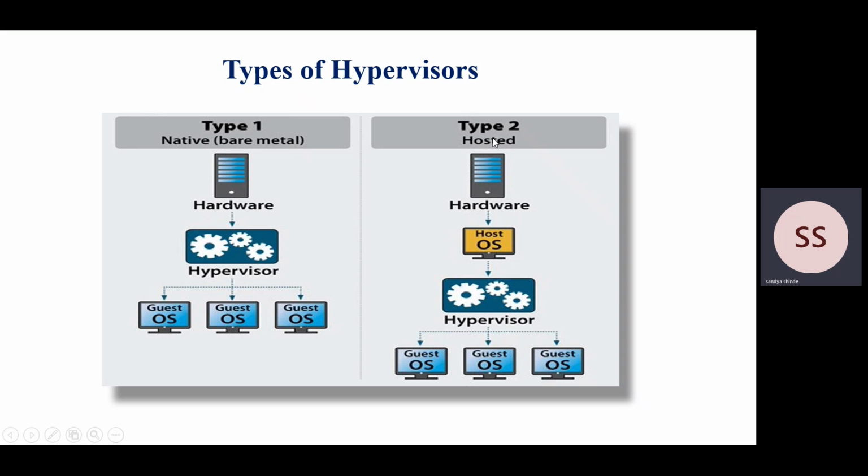Now, the next hypervisor is the type 2 hypervisor. It is also known as a hosted hypervisor. This type of hypervisor runs inside the operating system of the physical host system. In this type, the hypervisor runs as the second layer, while the operating system runs as the third layer above the hardware. While the type 1 hypervisor runs directly on the hardware.